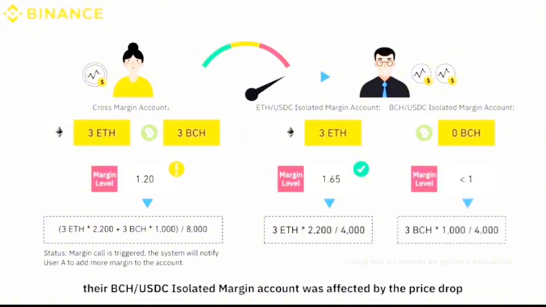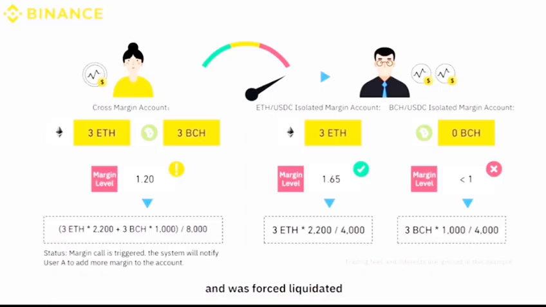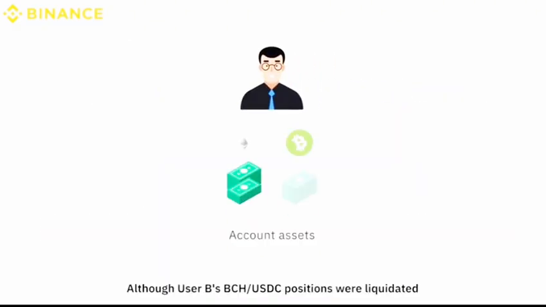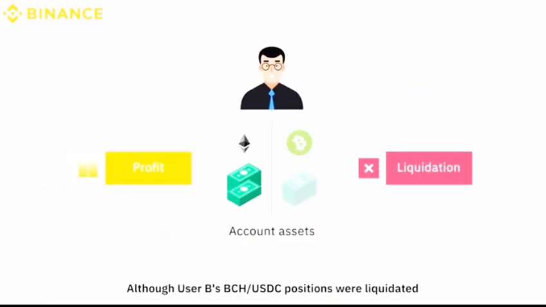However, their BCH USDC isolated margin account was affected by the price drop and was forcibly liquidated. Although User B's BCH USDC positions were liquidated as they failed to add more margin or reduce positions in time, the liquidation of this individual isolated margin account does not affect their other accounts' profits.